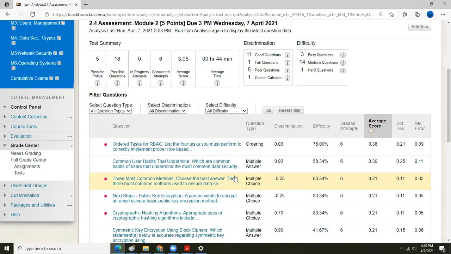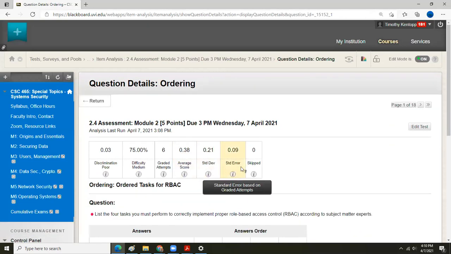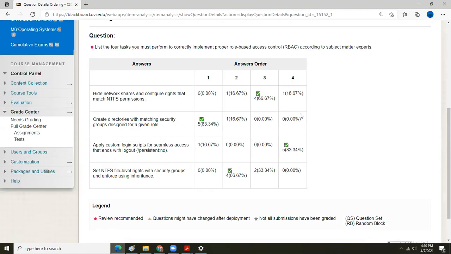Okay, last question. It's the ordering question. What are the 4 tasks for RBAC in order? The first task is to create directories with matching security groups designed for a given role. Now, I created the security groups for you in the domain, but then you created the directories that match those security groups. For your solution, that's the first thing you had to do. And you see, most everybody got this right.